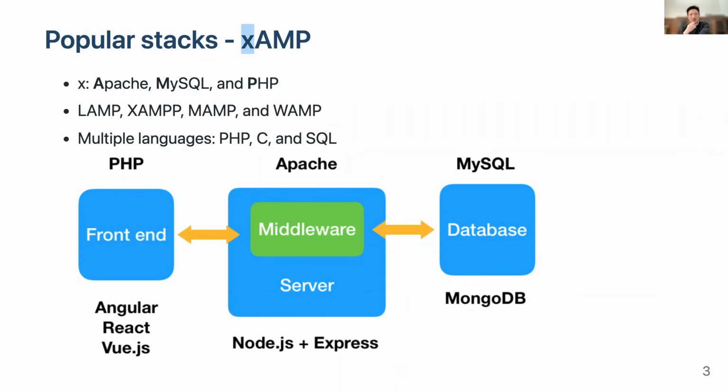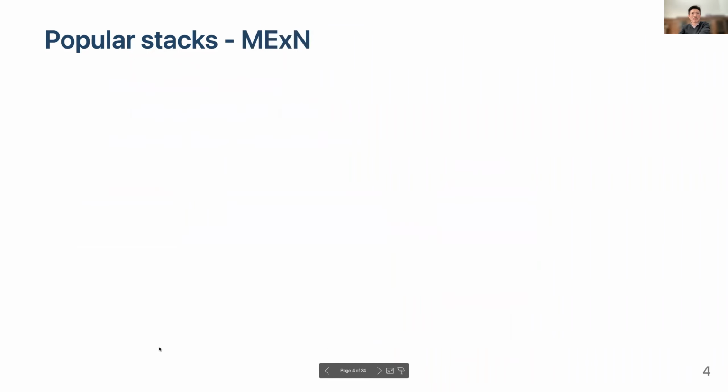Okay, and in our case, we are using a slightly different stack. We're going to be using MongoDB at the backend. Sorry, that's probably what you used in the second year. We're going to be using Node and Express for the middle part, not Apache or anything. And for the front end, we're going to be using Vue.